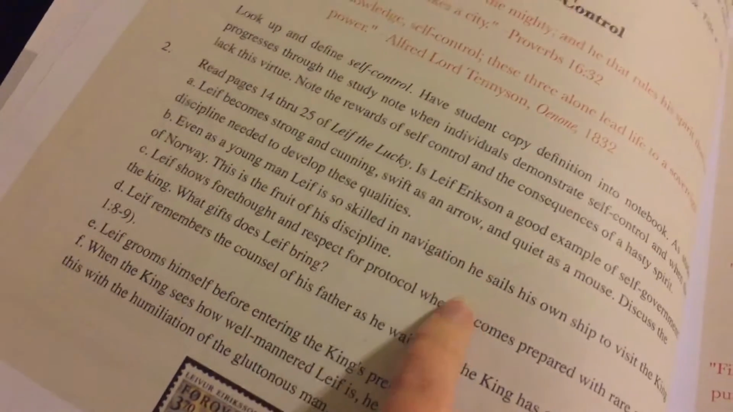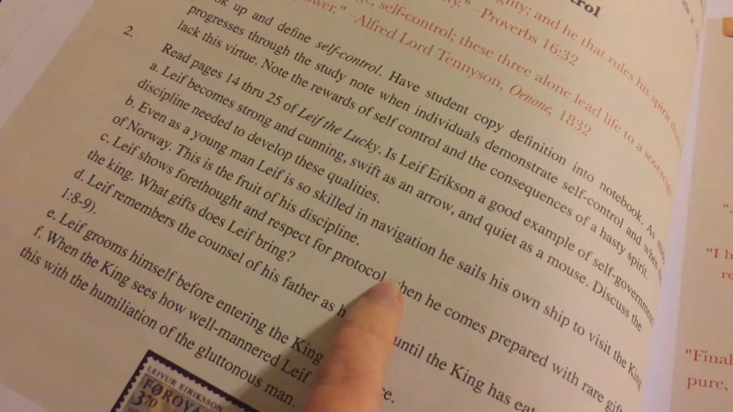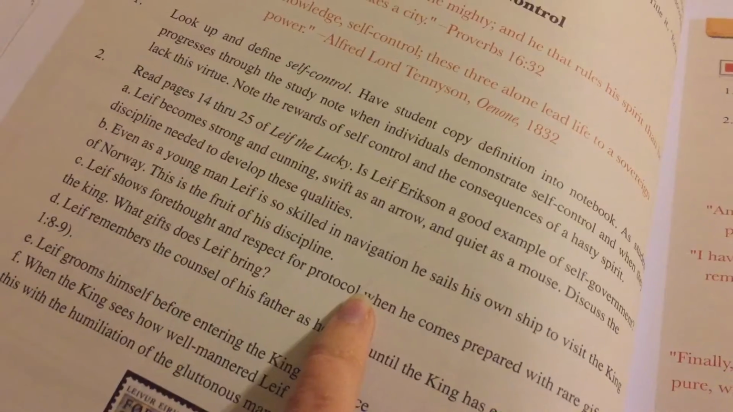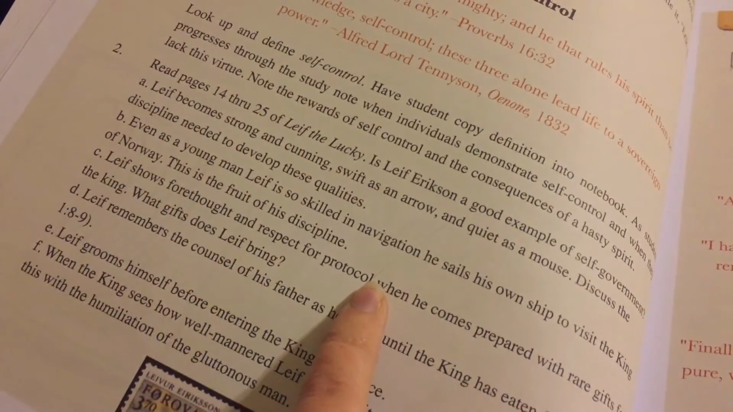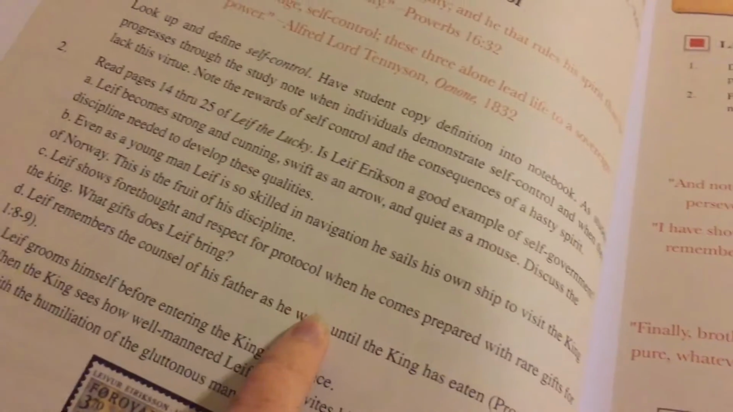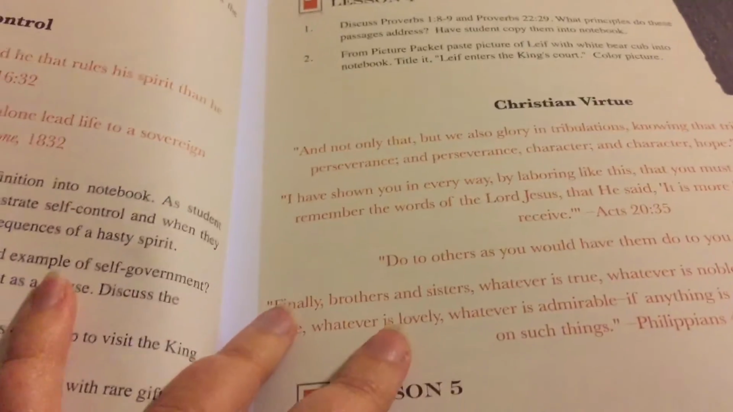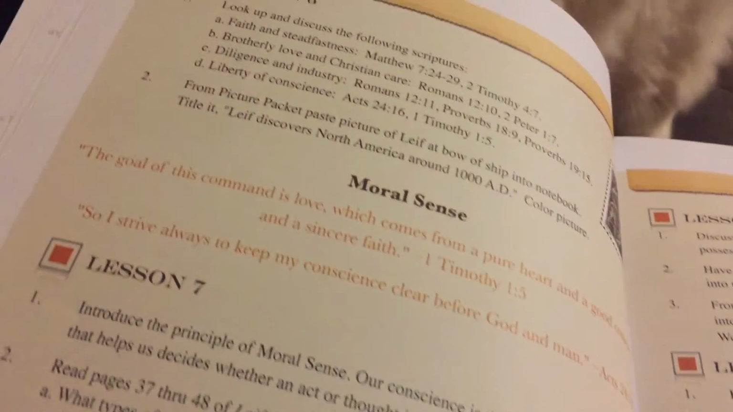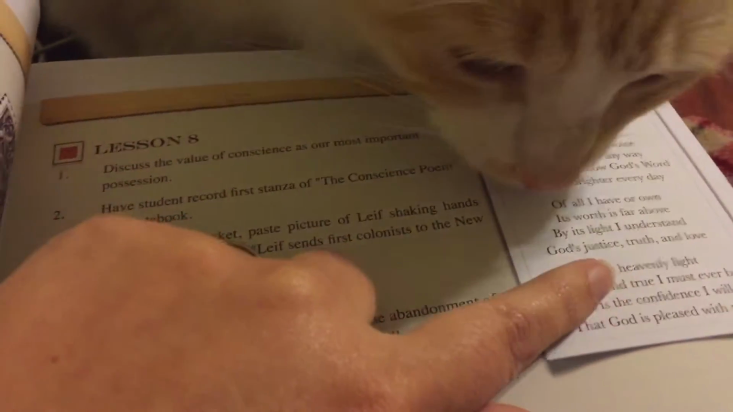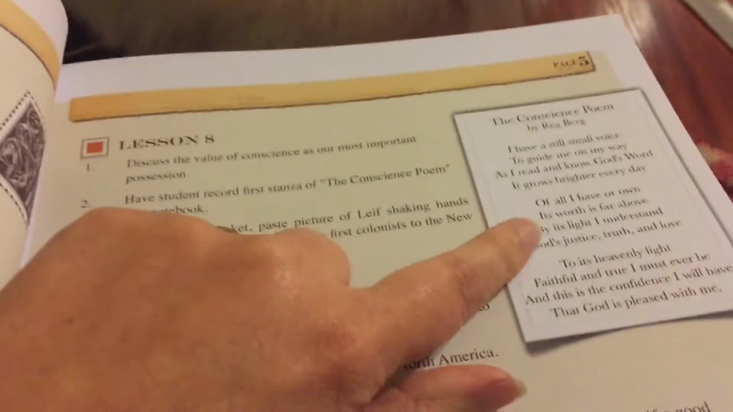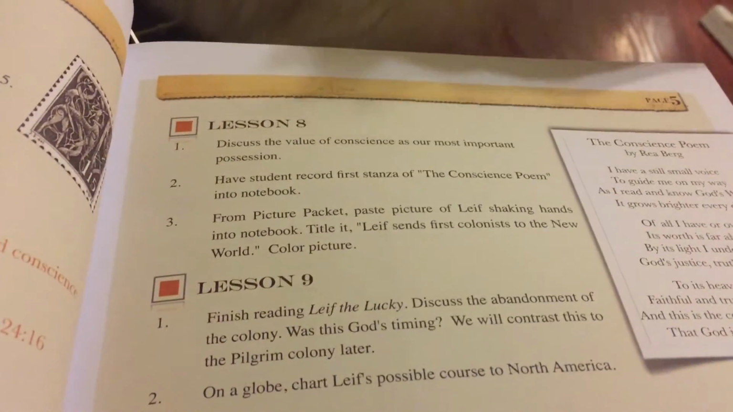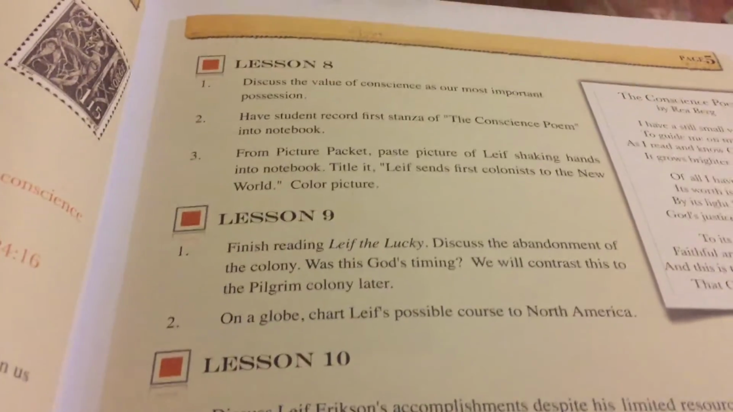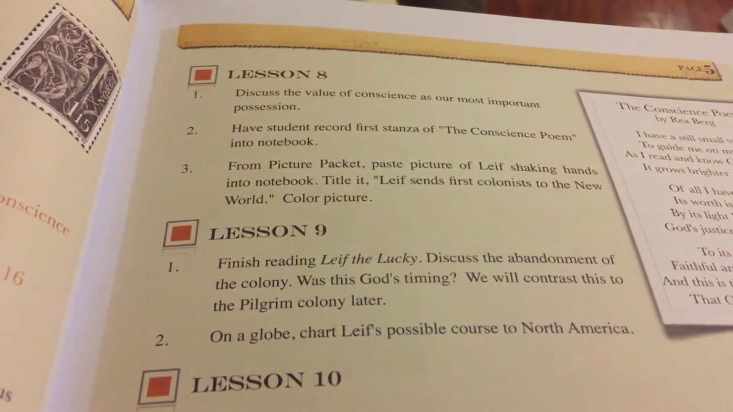And it's got discussion questions here, like Leif becomes strong and cunning, swift as an arrow and quiet as a mouse. Discuss the discipline needed to develop these qualities. And so it talks about these various things all throughout, and it's pretty much the same thing. There's not really a whole lot of hands-on stuff. There's a lot of copy work, a lot of narration. There's memorization, like they've got little poems and things to memorize throughout.